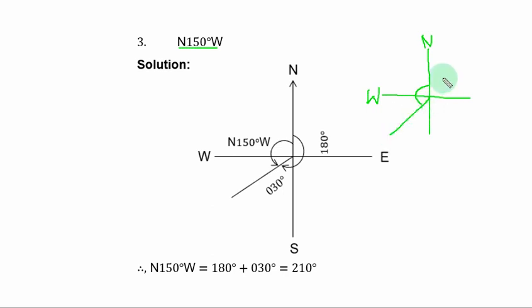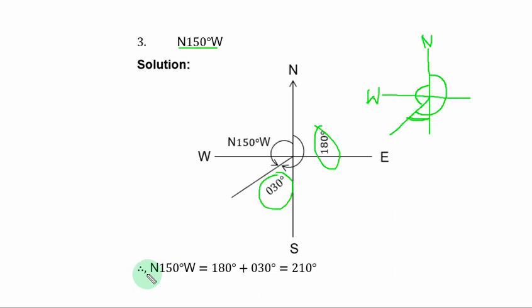In three digits, you move to the north and you move clockwise till this line where the first angle ended. From the north, you get to this place. So in three digits, we're interested in from this point to this point. Already, the whole of this side is 180 degrees. That is what you have here. This side also is 180. From here to here is 150. This remaining angle becomes 030 degrees. So that from here to here is 180 plus 030 degrees.